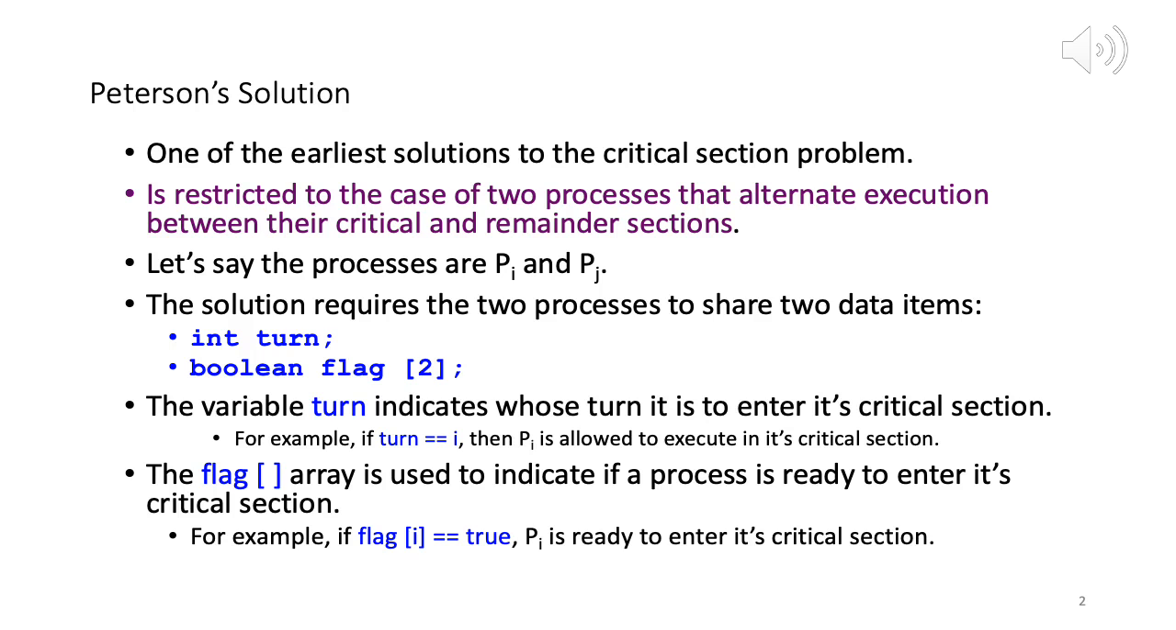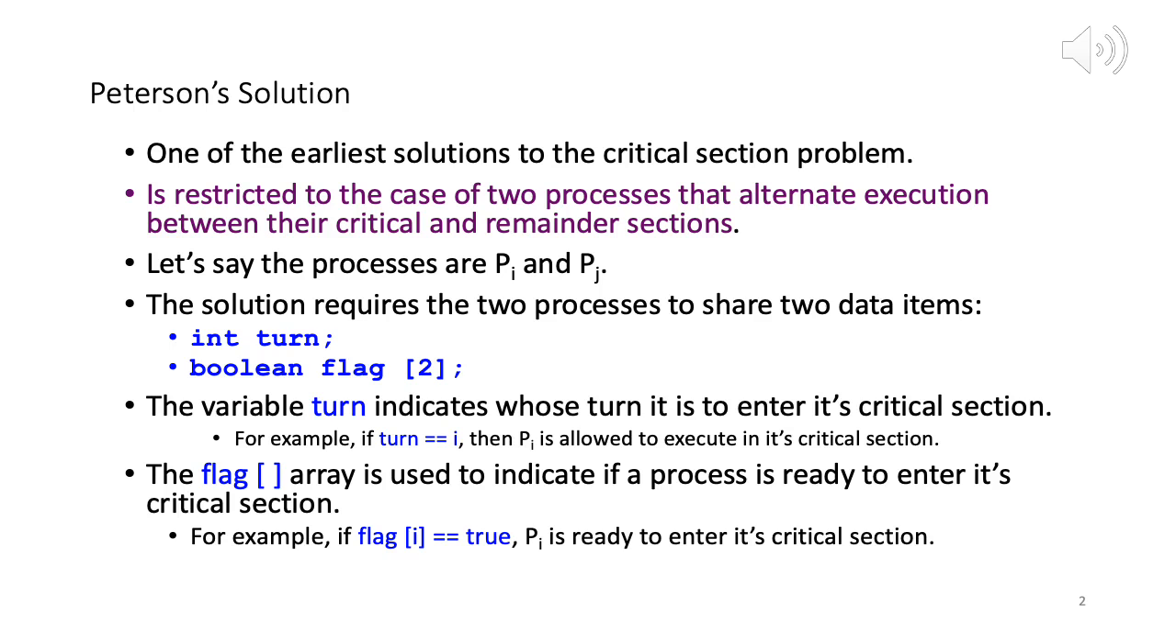And the third is bounded waiting. So there exists a bound, a limit, on the number of times that other processes are allowed to enter the critical section after a process has made a request to enter its critical section and before that request is granted. So let's say I make a request at time t1, and by time t2 I get access to the critical section. This gap, t2 minus t1, has to have some bound. So three conditions: mutual exclusion, progress, and bounded waiting.